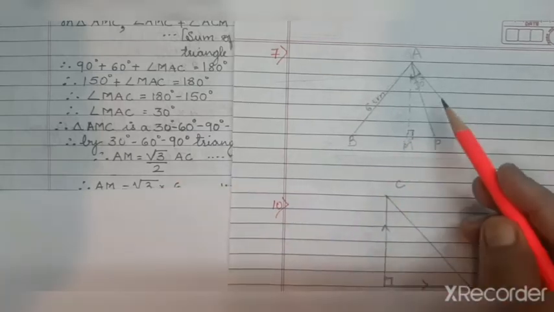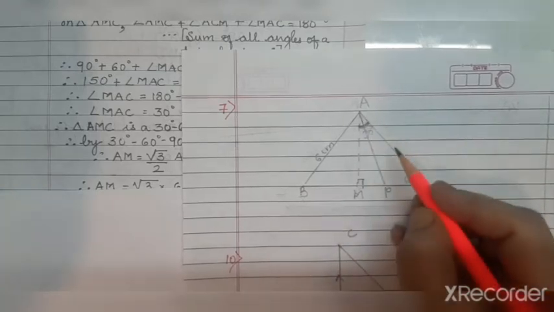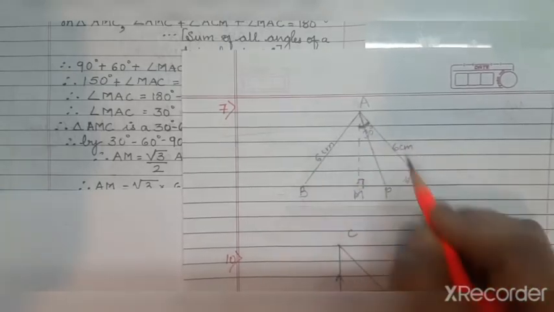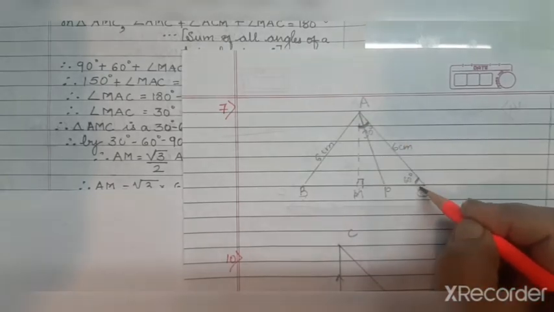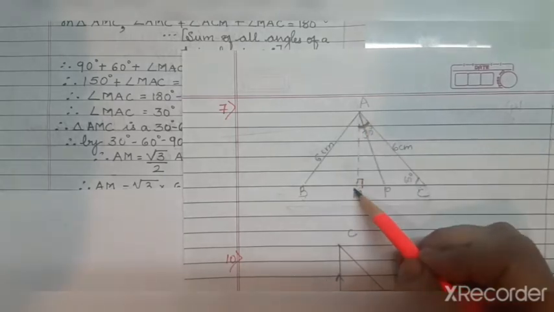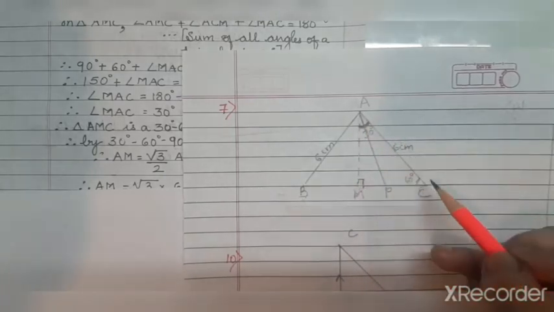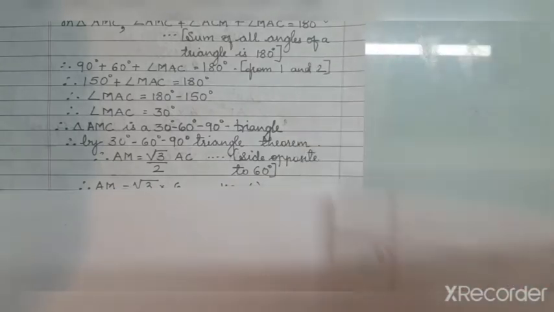Okay. We know the hypotenuse AC. Since it is an equilateral triangle, all the sides are the same. So if AB is 6, AC also is 6 centimeter. So the side opposite to 60, that is AM, is root 3 upon 2 hypotenuse. Hypotenuse is AC. So that is what is written here.